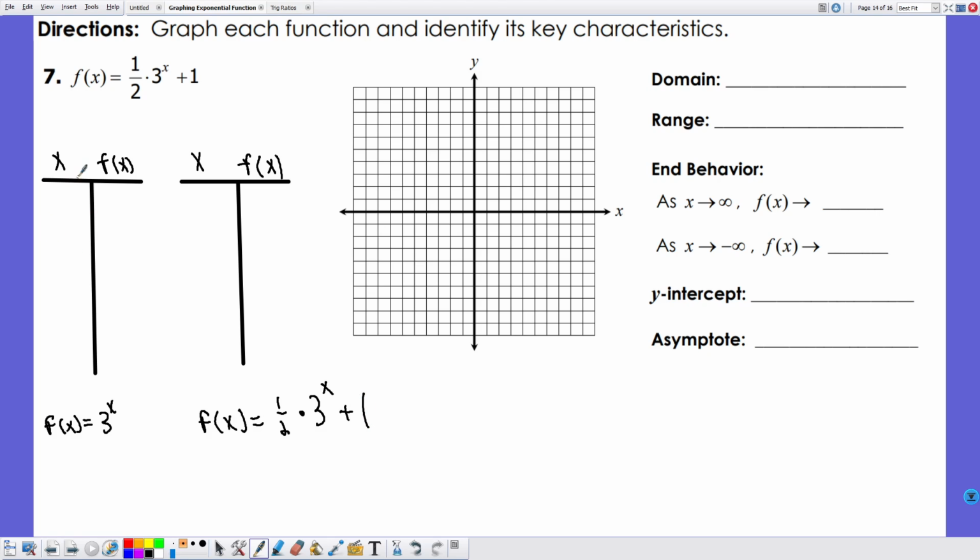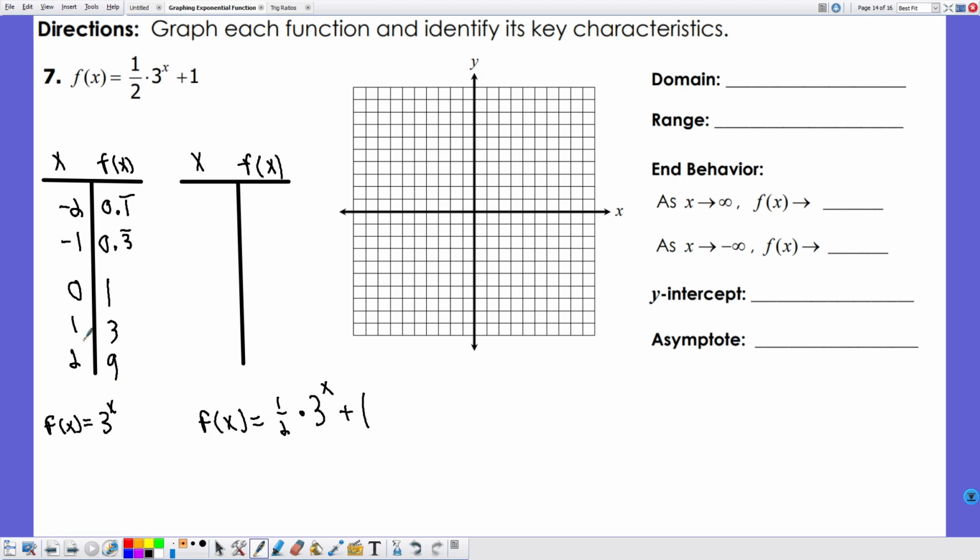So we graphed the parent function in the second video in this list. So that was -2, 0.1 repeating, -1 with 0.3 repeating, 0, 1, 1, 3, and 2, and 9.